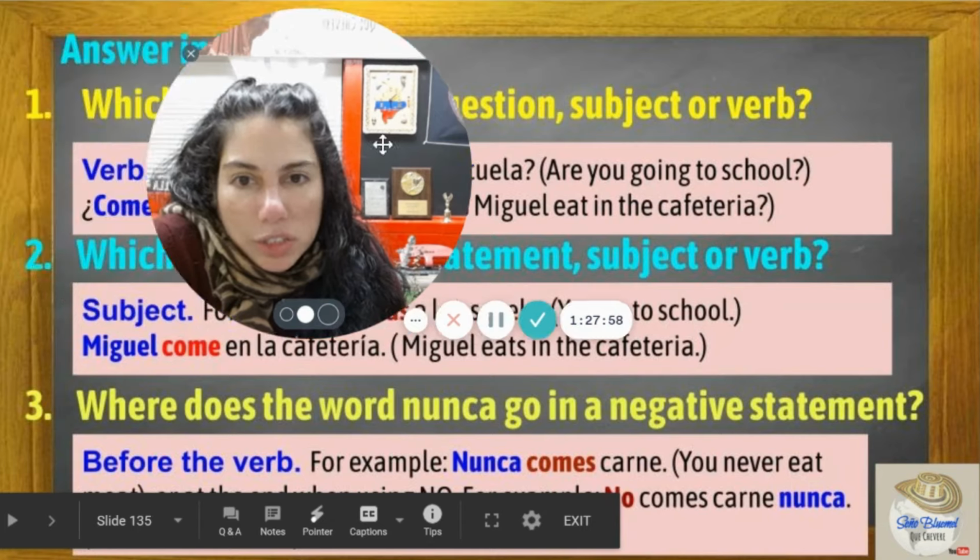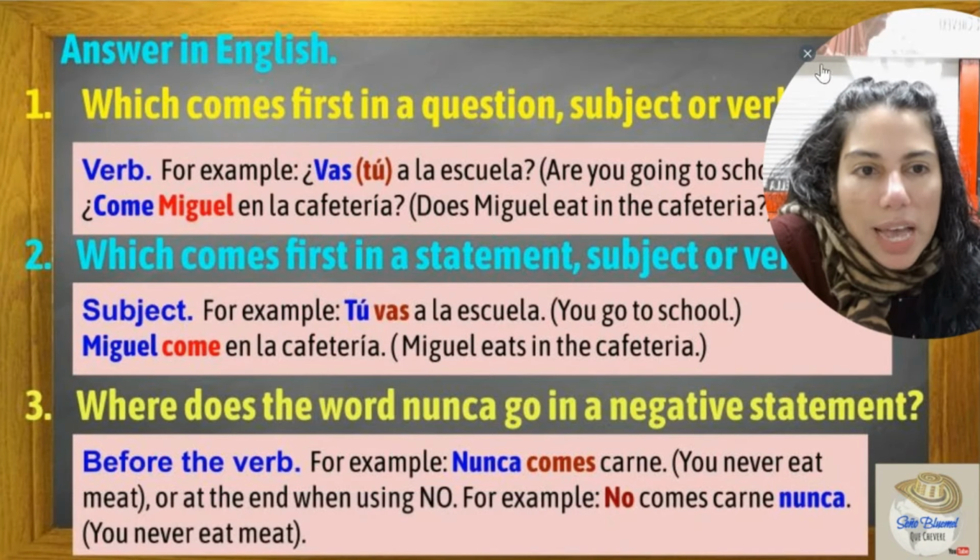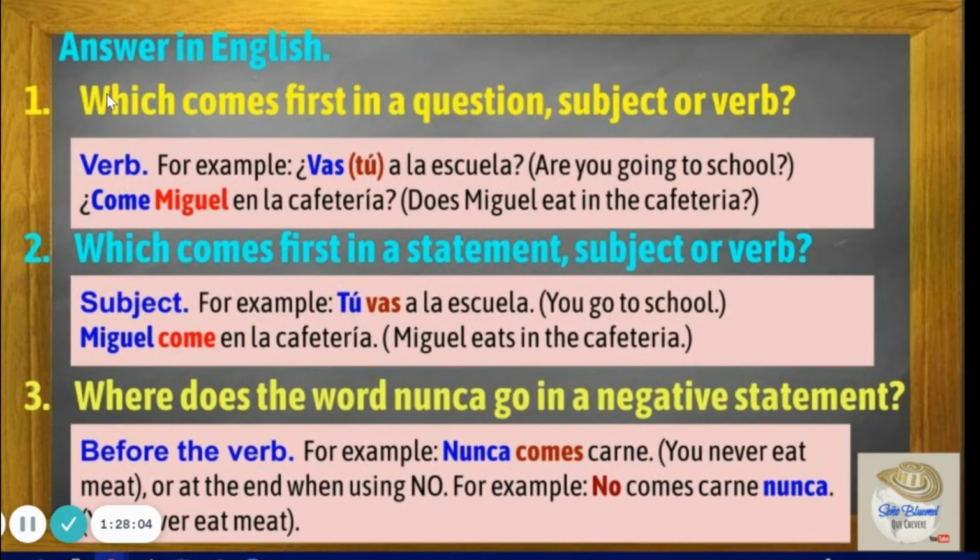So these are grammar questions. If he asks you which comes first in a question, the subject or the verb? The answer is the verb. So in your study guide, I think this is mainly for Spanish B, it has these questions, but you can go ahead, find that page and write the answers. So in a question, the verb usually comes first.